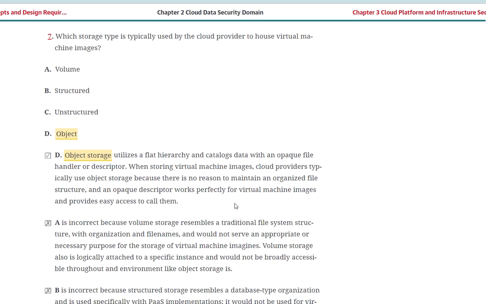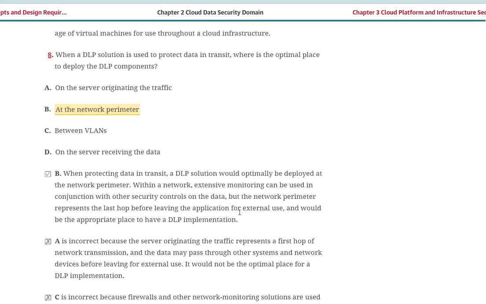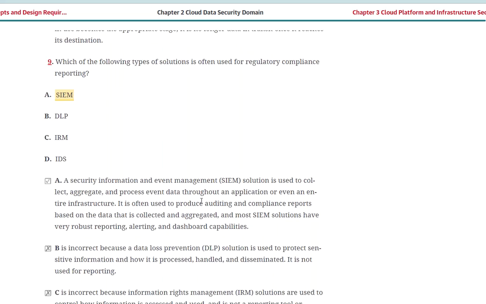Question 7. Which storage type is typically used by the cloud provider to house virtual machine images? And the correct answer is object. Question 8. When a DLP solution is used to protect data in transit, where is the optimal place to deploy the DLP components? And the correct answer is at the network perimeter. Question 9. Which of the following types of solution is often used for regulatory compliance reporting? And the correct answer is a SIEM.